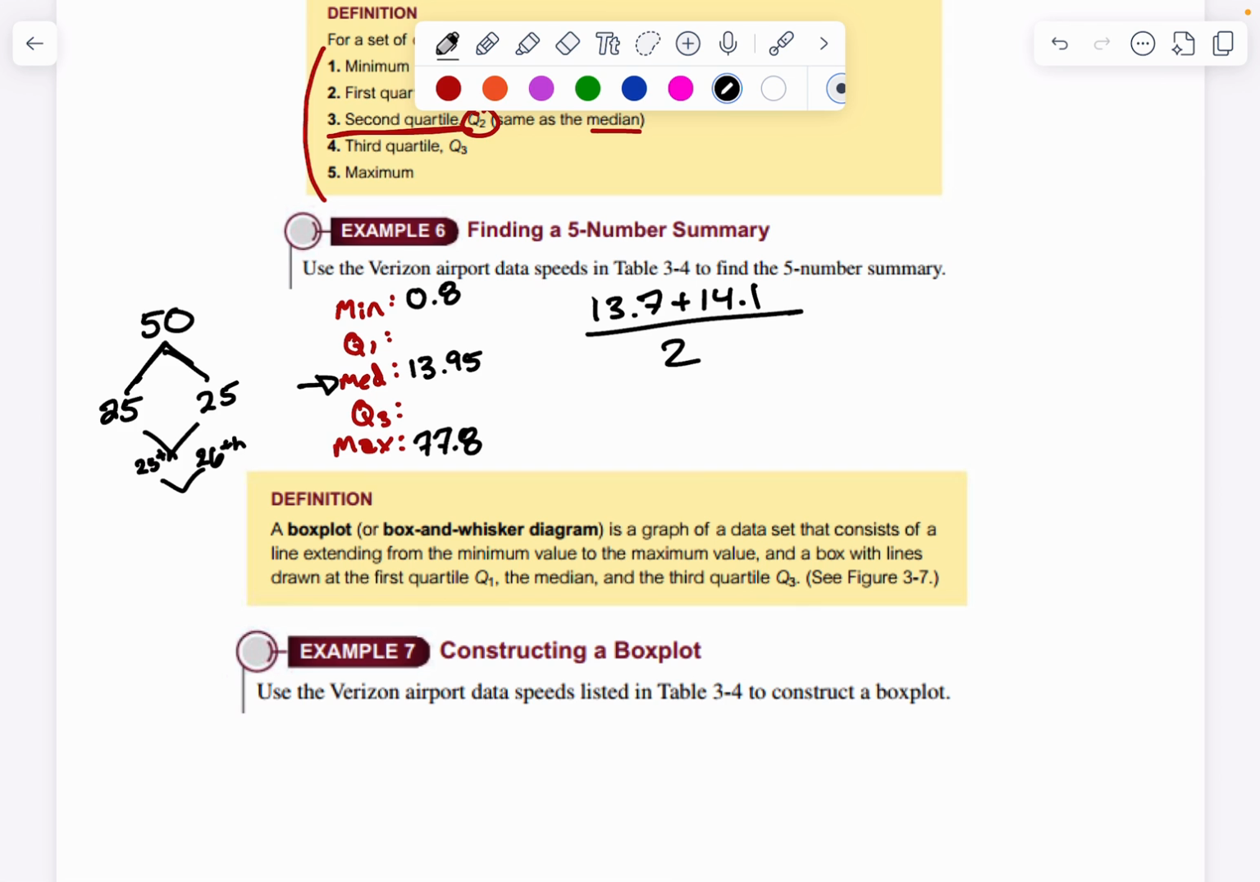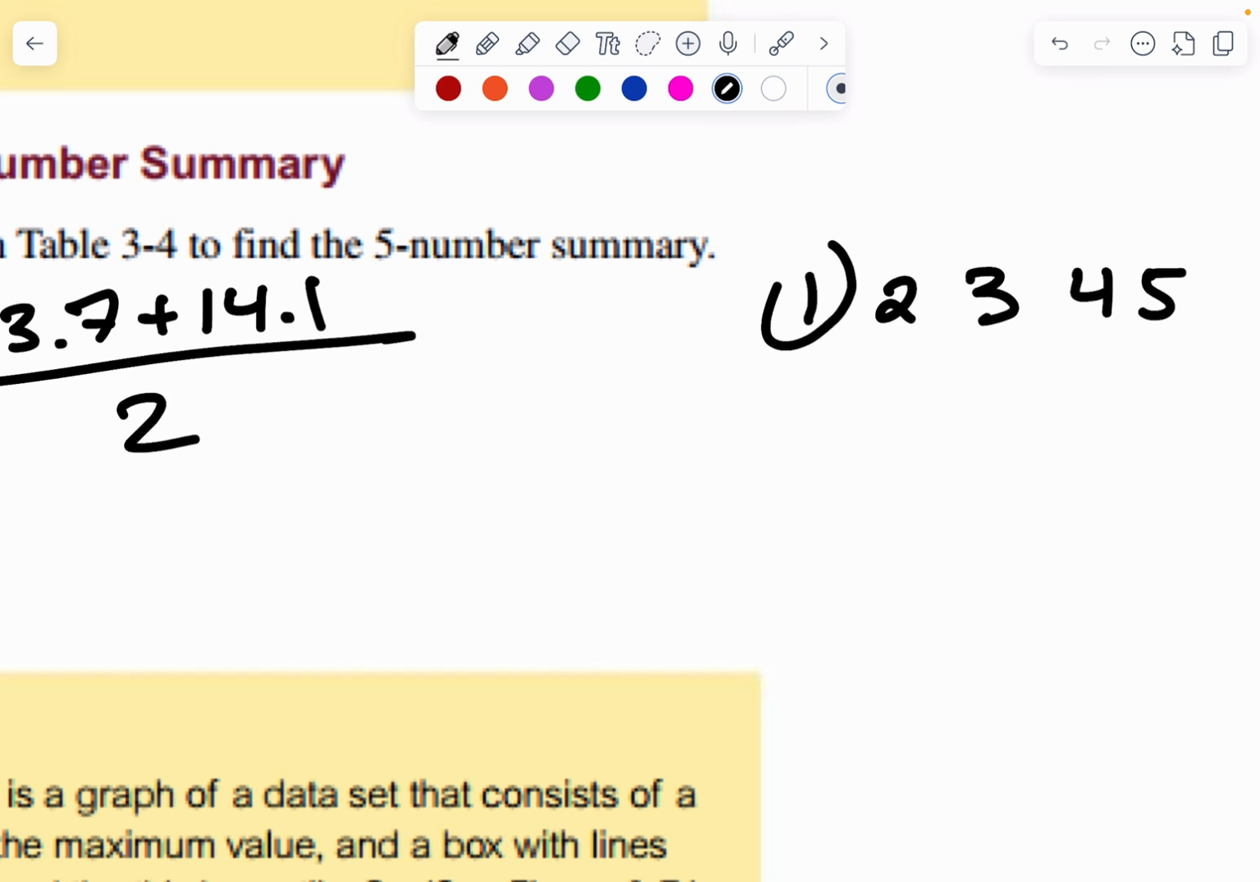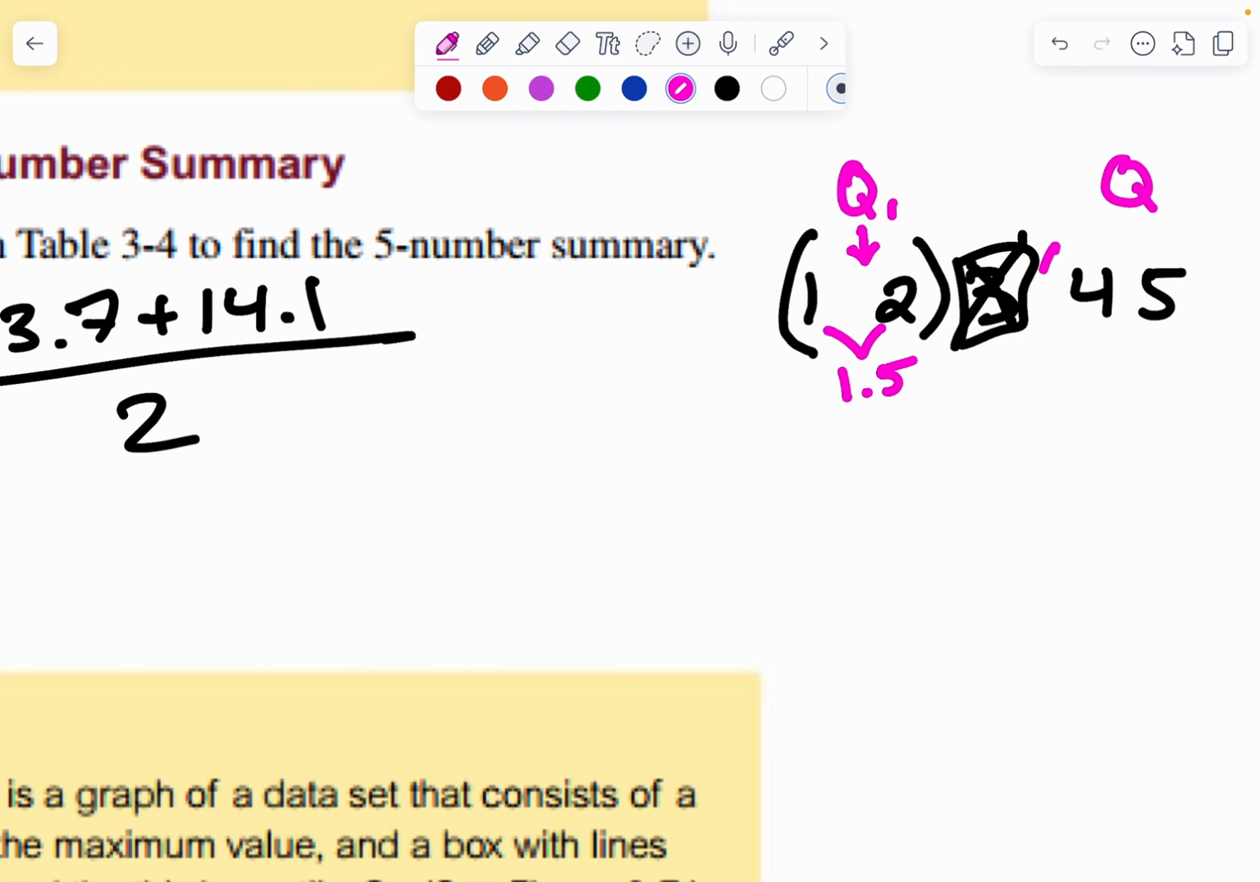Now, here's the deal. Here's the trick with finding the median and quartile 1 and quartile 3, okay? So I'm going to do just a little sub-example over here. Let's say I have the numbers 1, 2, 3, 4, and 5, right? My min would be this number. My max would be this number. My median is 3. Okay, now, if I have an exact middle number, I'm going to cross off that middle number, and Q1 is going to be the median of what's left over here, okay? So Q1 would be the average of 1 and 2, so it would be 1.5. Q3 is going to be what's left over here. I'm going to find the average or the median of those guys, and that is going to be 4.5.